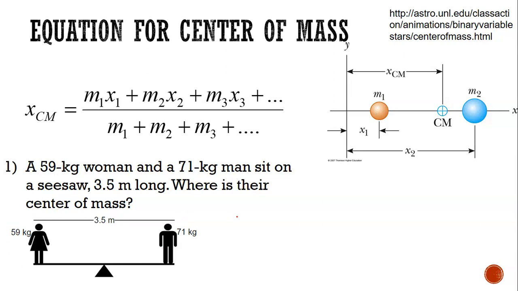When you're solving these problems, you want to make one point of the problem, you want to call that 0. So I think it's always easier to choose one of the objects in the problem and make whatever their position is 0.0. So I'm going to say that the woman is at a position of 0, which would mean that the man is at a position of 3.5.